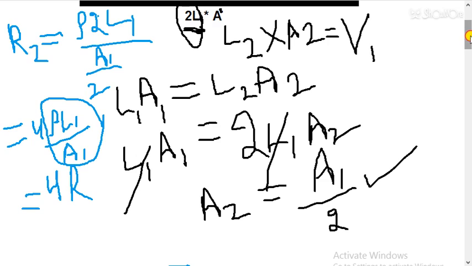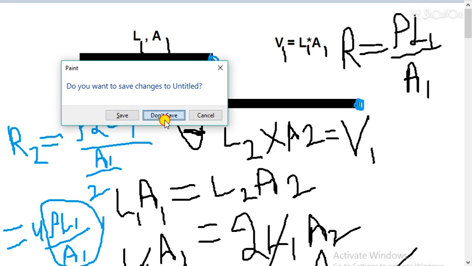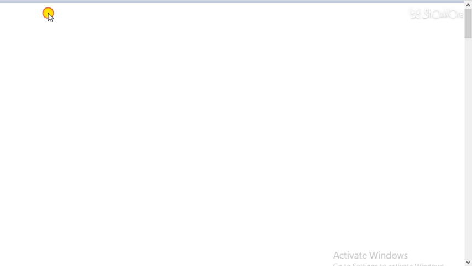I am scrolling it. You have to keep in mind, whenever we stretch a wire, like this is having length L1 and this length is 2L1, then its cross section area will decrease. Its length is increasing and cross section area is decreasing, so that volume remains constant. Now you have to think how we will solve it quickly. I will tell you the trick.